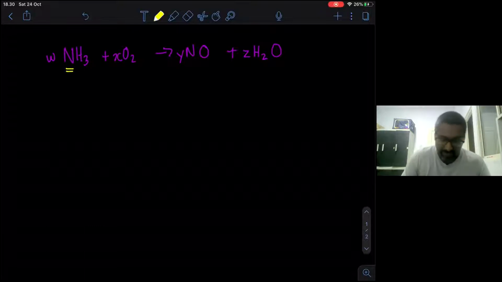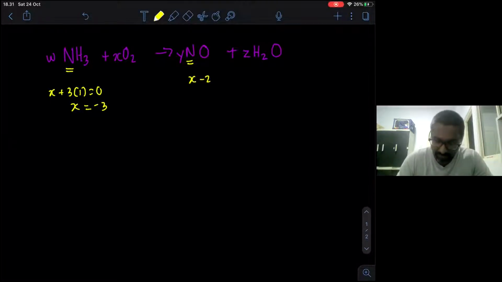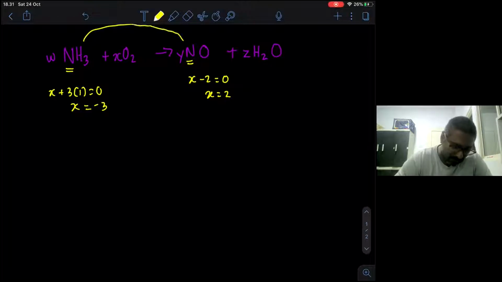For this N, you can calculate X. Hydrogen is always +1, so 3 times 1 plus X equals 0, X equals -3. And then the N over here, if you calculate, is X minus 2, oxygen is always -2, equals 0, X equals 2. So you can see that from here to here, -3 is going to become 2, and you can see that it's an increase in oxidation number. So it's going to be oxidation.